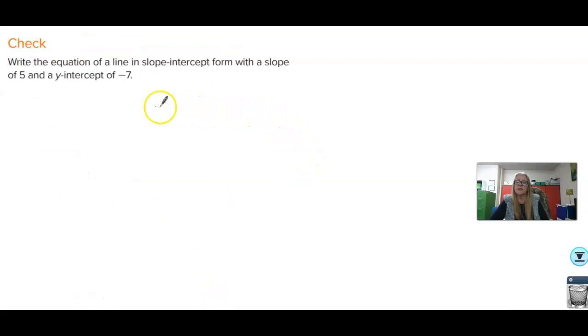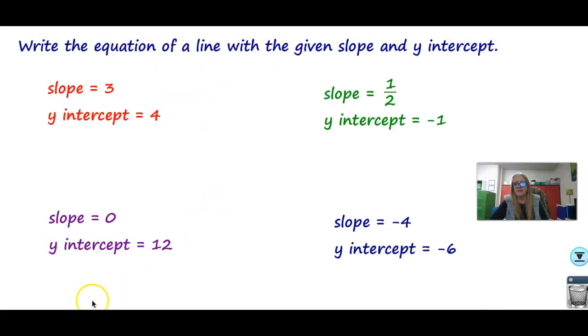It's too much trouble. So they're giving us a slope of 5 and a y-intercept of -7. So we write y equals, slope goes there, x, and then the y-intercept is -7. They thought that was enough examples. They're so funny, these people. Okay, so we would have y equals, the slope is 3, so you go 3x, the y-intercept is 4, and it's positive, so we put +4. Here, we have y equals, we write the slope, 1/2 x, and the y-intercept, -1.